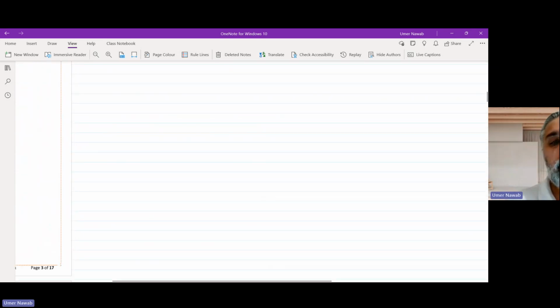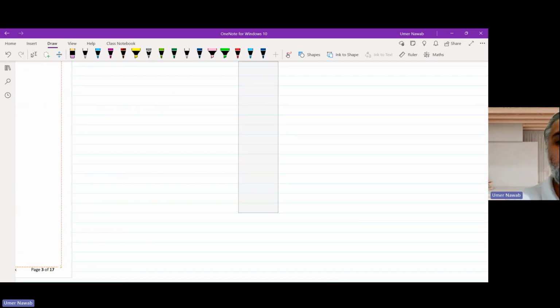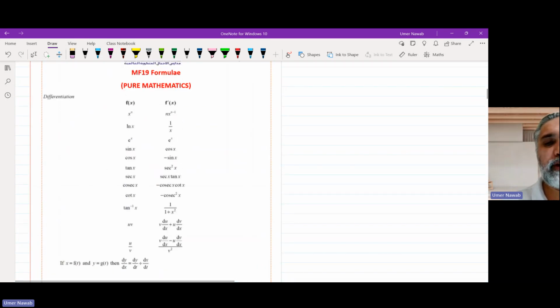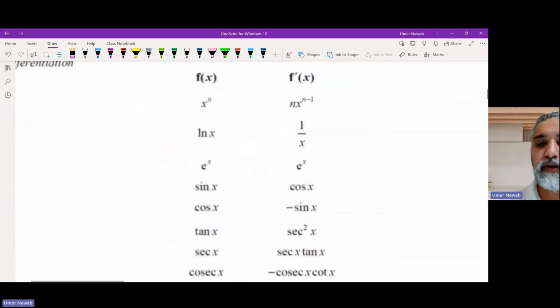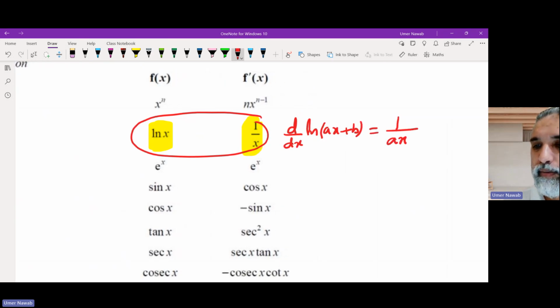Before I go to the content, I just want to revise with you from MF19 the most important formulas for the exam. Number one, for differentiation, guys, you need to understand if it is written ln of x, its derivative is 1 over x. But the extended version is the derivative of ln of ax plus b. It is equal to 1 over ax plus b, and further derivative of ax plus b, which is a. You got it? So this is the derivative of ln of x.